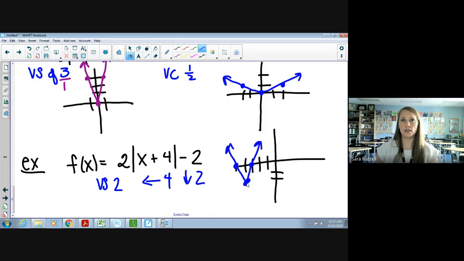Are there any questions on this so far? Inside, left and right, outside, up and down, a negative flips it over if it's in the front, a number multiplied in the front tells you vertical stretch or vertical compression.